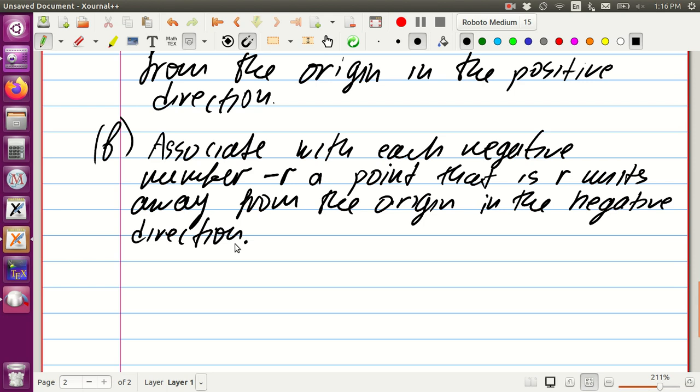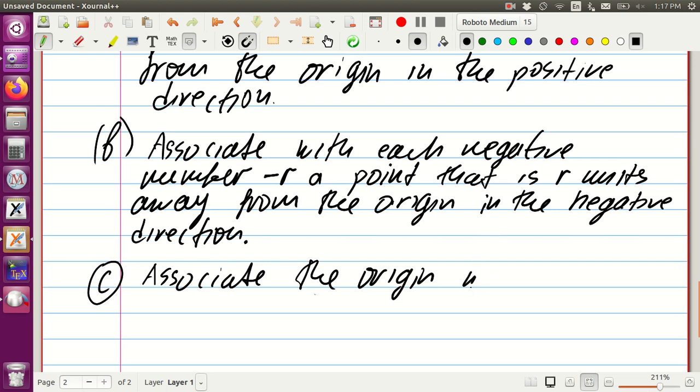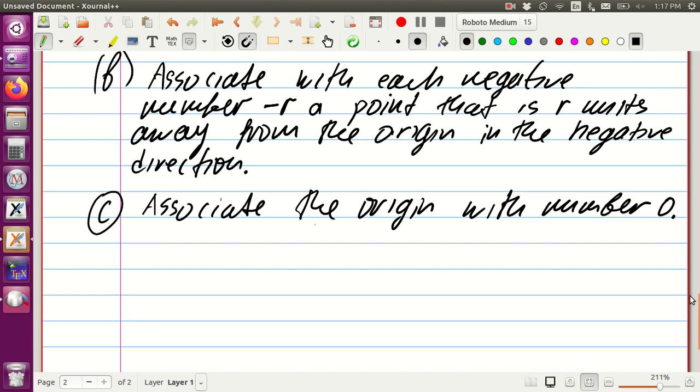All right, so we covered positive direction, we covered negative direction. The last part of the rule has to cover the origin. So we associate the origin with number 0. So that's pretty much it. Now we have a rule how to put the numbers on the real line.